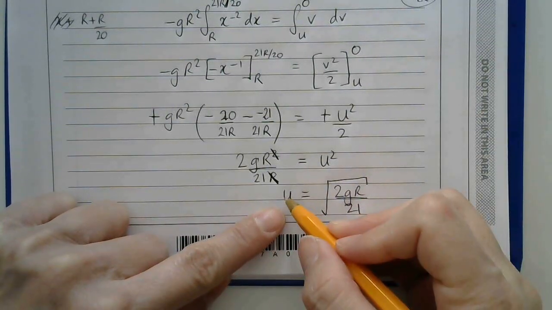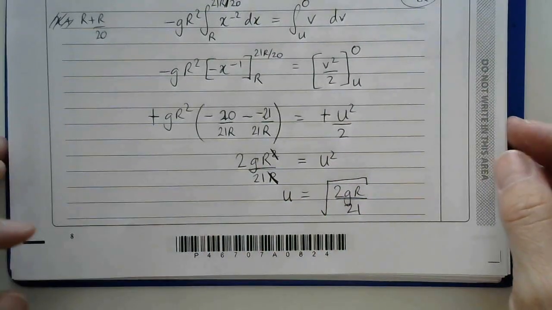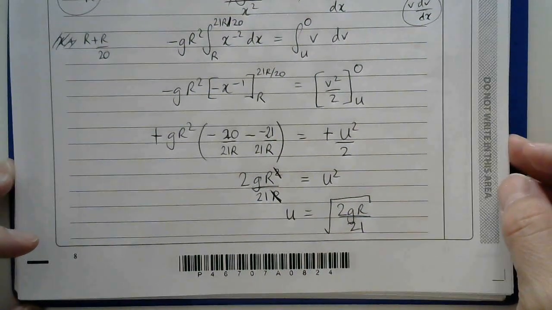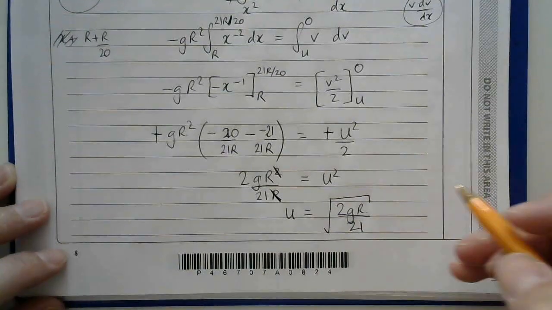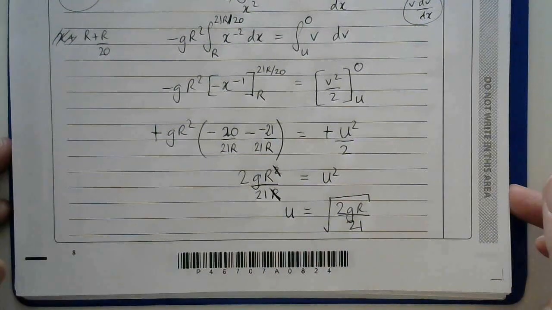This gives you the initial speed u, which is the speed with which it was fired. That part of the question is worth 7 marks.